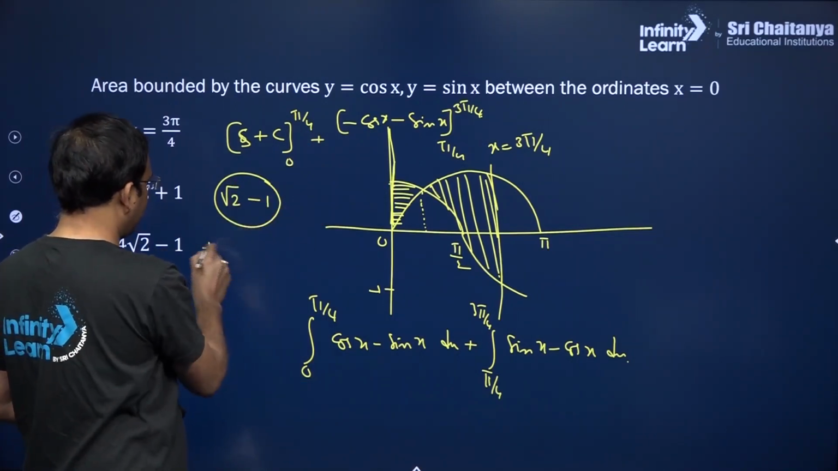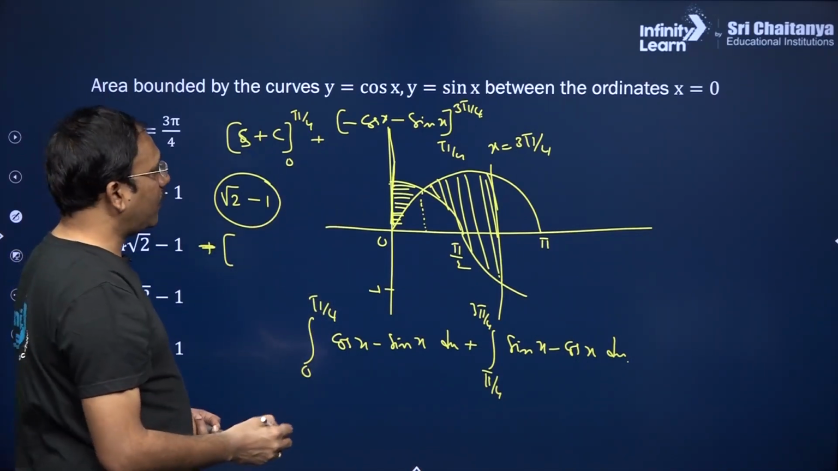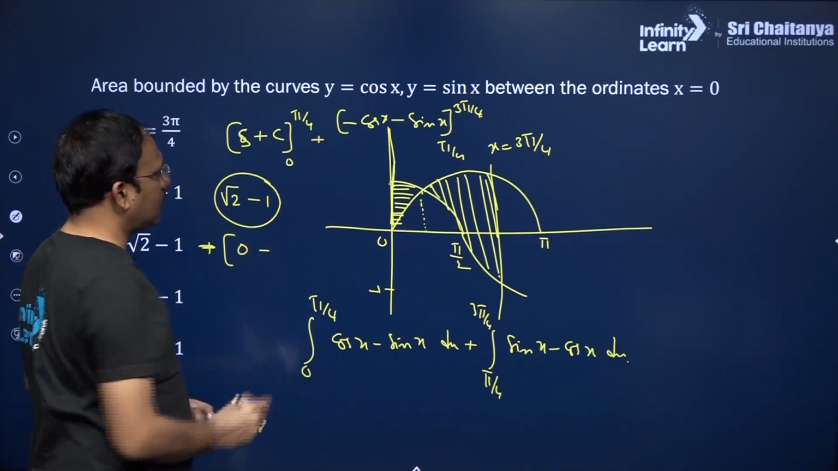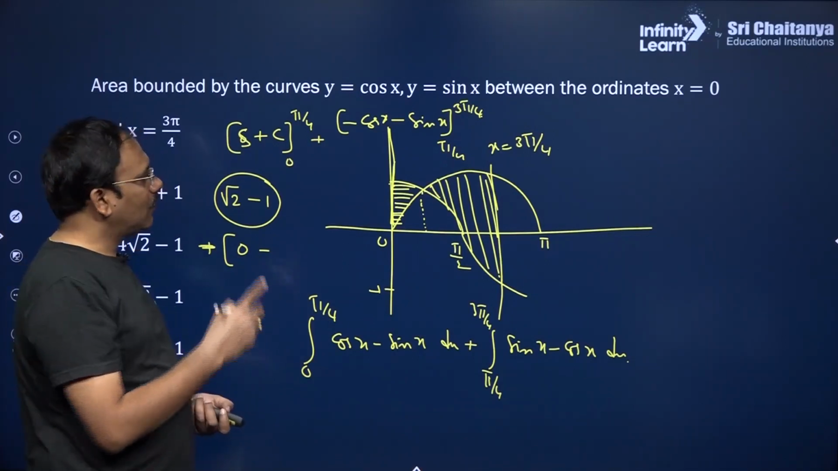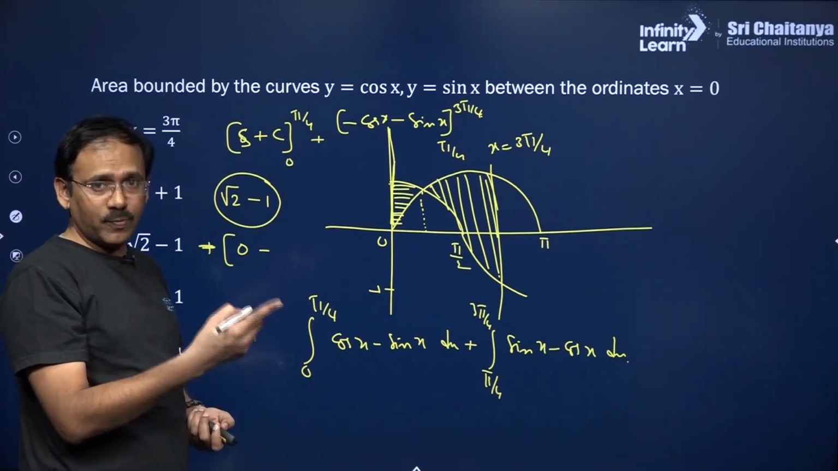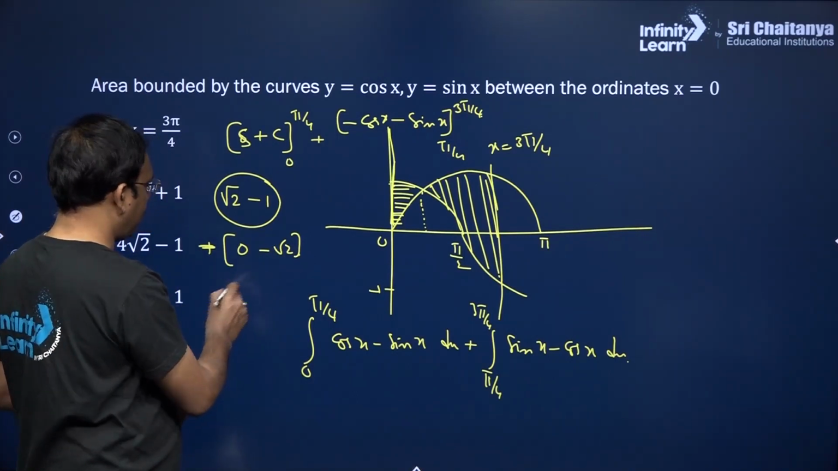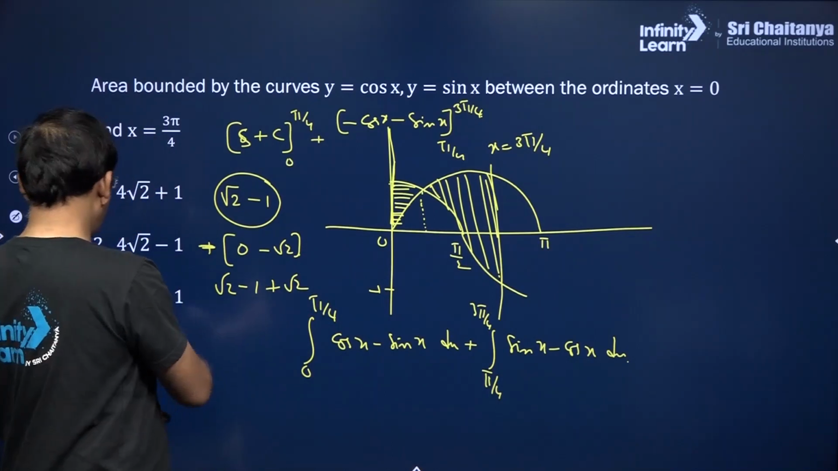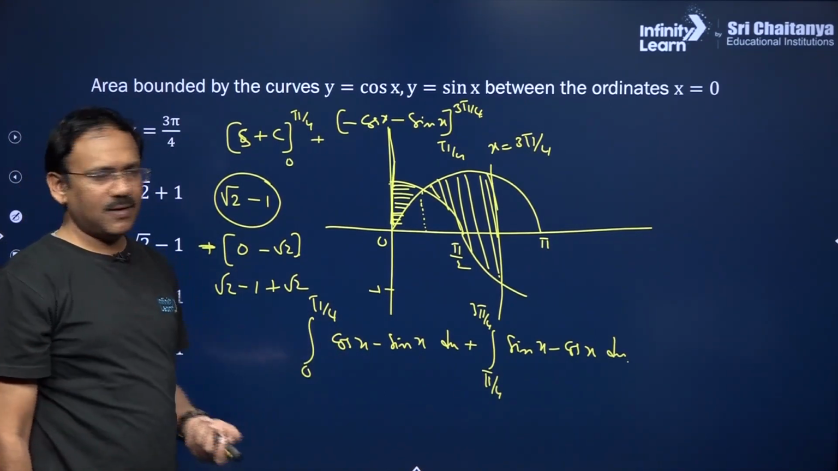plus you can also take minus common completely, minus of sin x plus cos x. If you substitute 3 pi by 4, the sum becomes 0, minus, when you substitute pi by 4, you are going to get 1 by root 2 plus 1 by root 2, 2 by root 2, which is root 2, my dear friends, which I can say plus root 2. That is root 2 minus 1 plus root 2, 2 root 2 minus 1. Third option is the right answer. Simplification, simple, right?